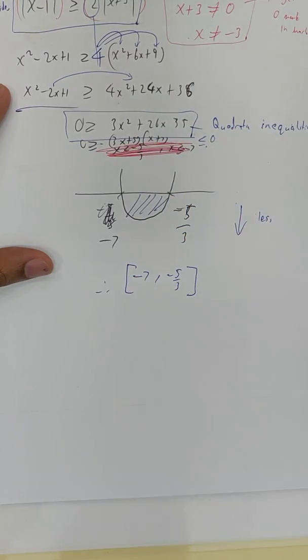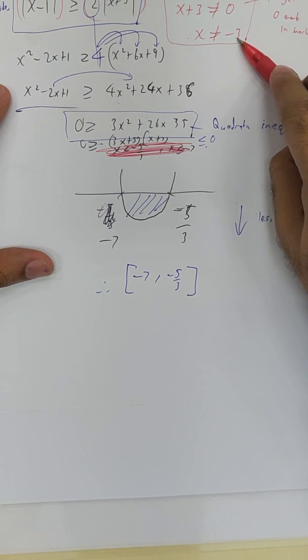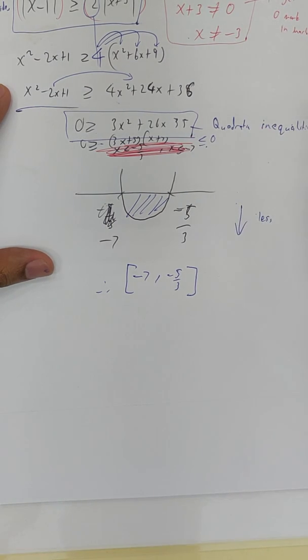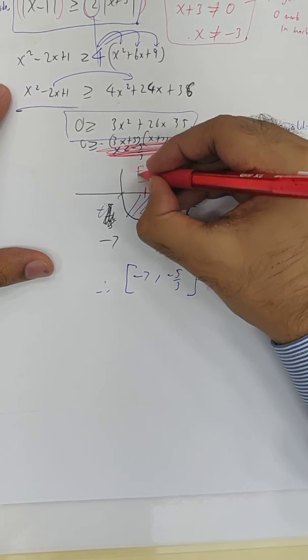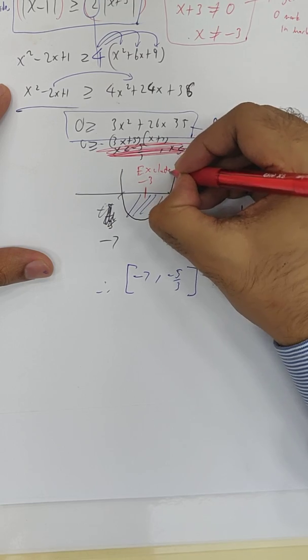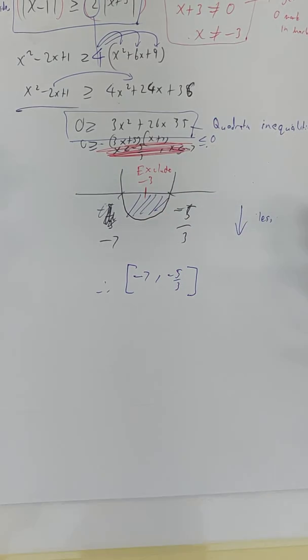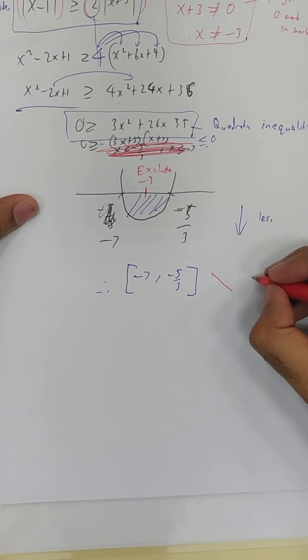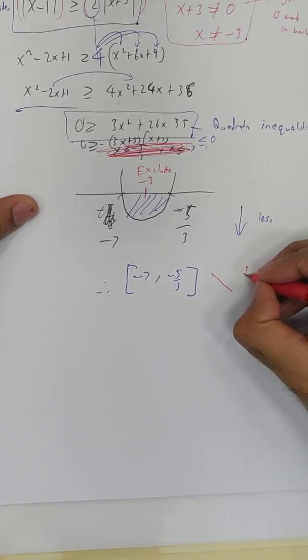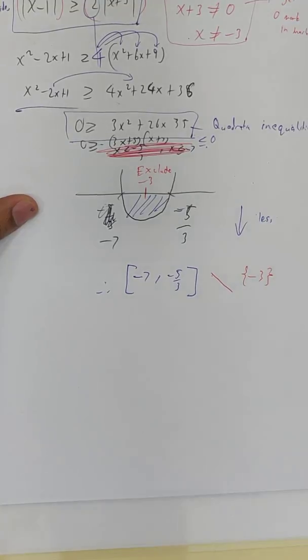Are we done? You do this in exams, you lose 1 mark. Why? Where's the exclude? Negative 3. Where's negative 3? It's in the middle here. In a way, this negative 3 disturbs our answers. So what should we do? Backslash negative 3 and set.